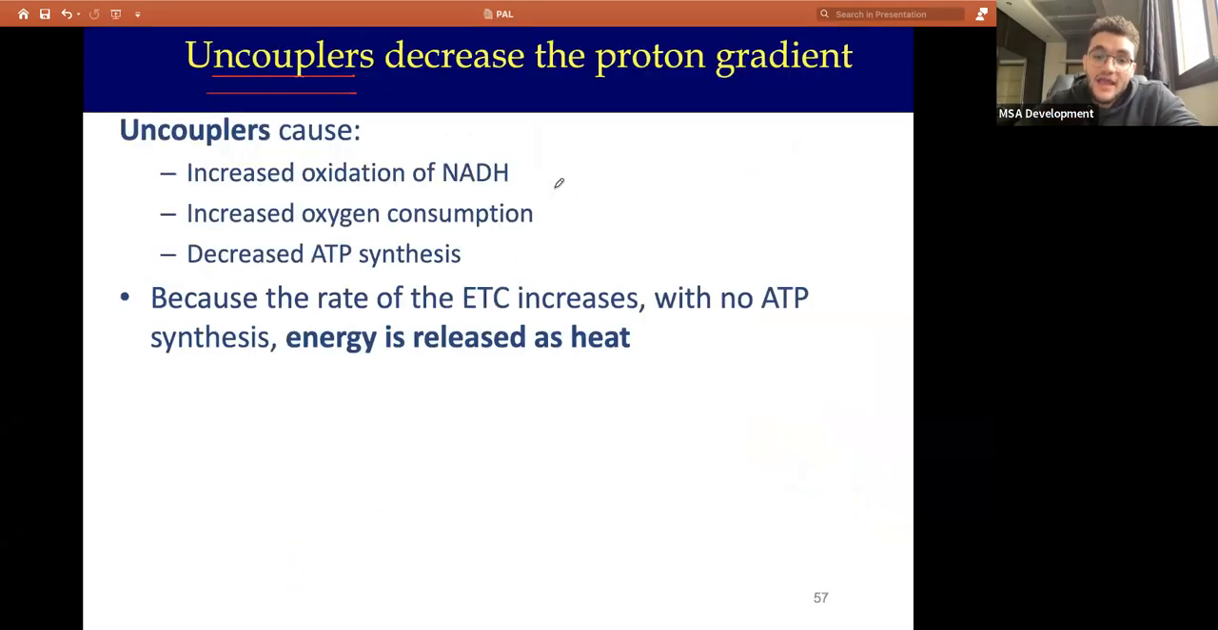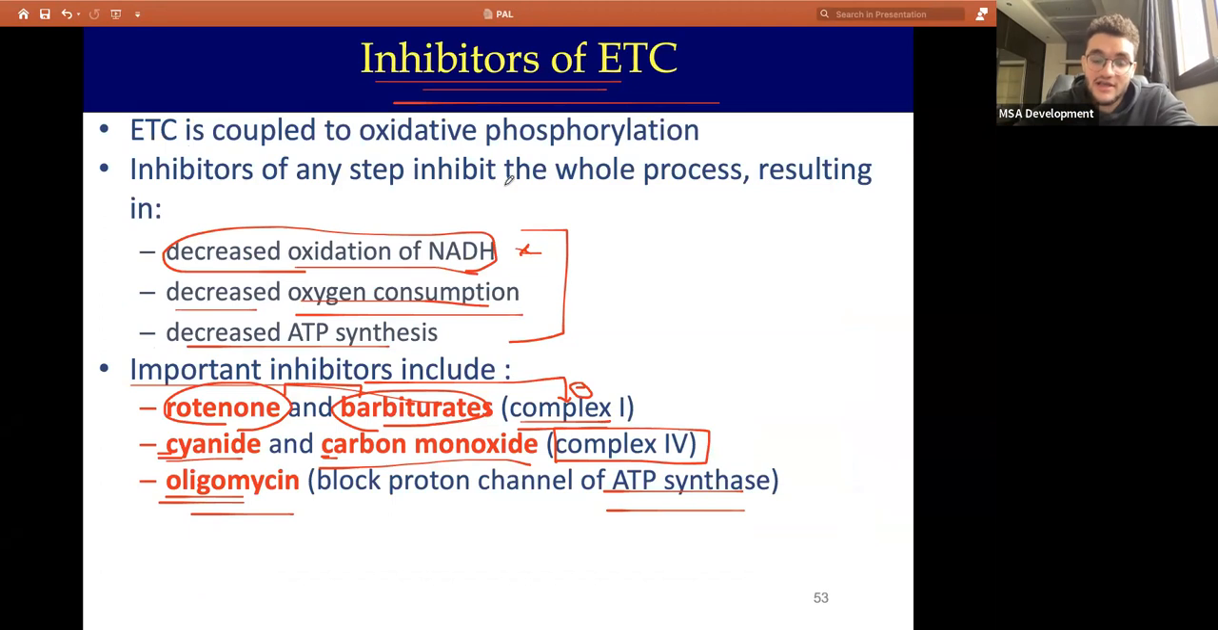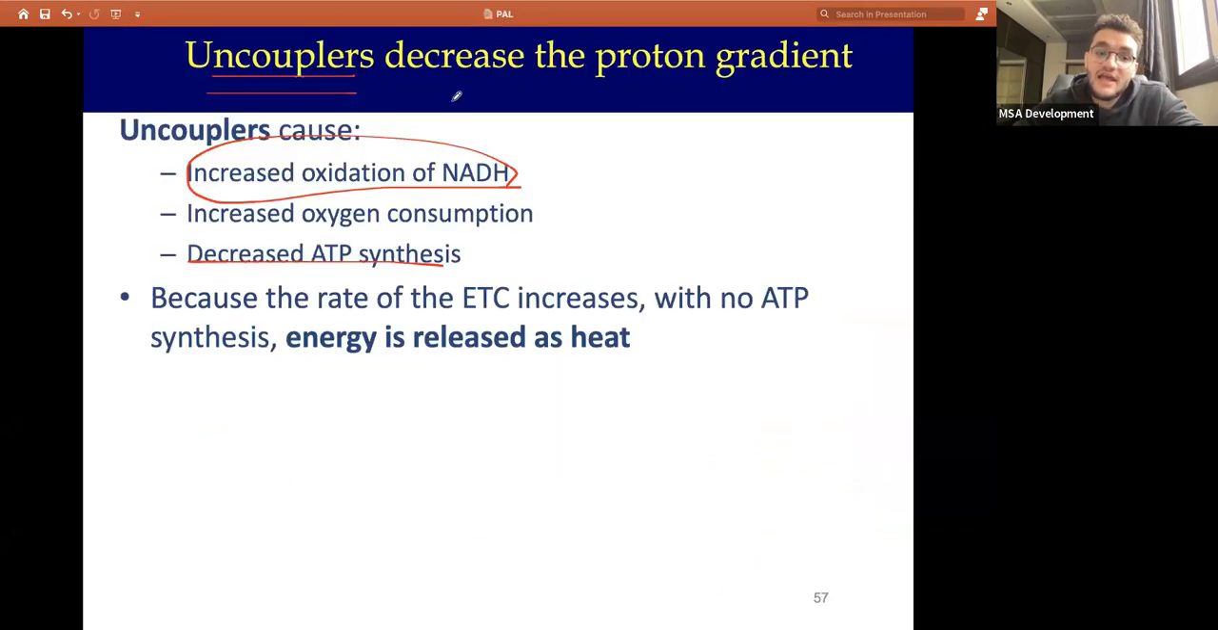So technically, it does decrease ATP synthesis because the protons are going back and they're not being used by ATP synthase. Okay. However, the difference between uncouplers and inhibitors is that uncouplers increase oxidation of NADH. Remember that inhibitors do not increase it. Inhibitors decrease it. They decrease the oxygen consumption and they decrease ATP synthesis. They both decrease ATP synthesis, but this increases oxidation of NADH and increases oxygen consumption.